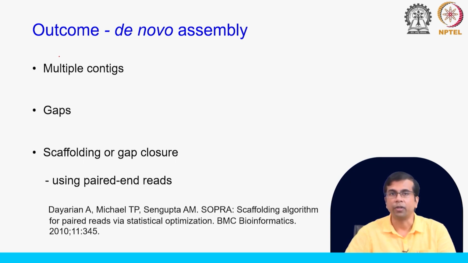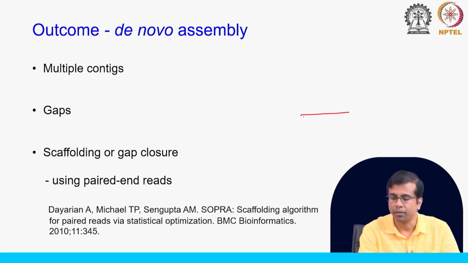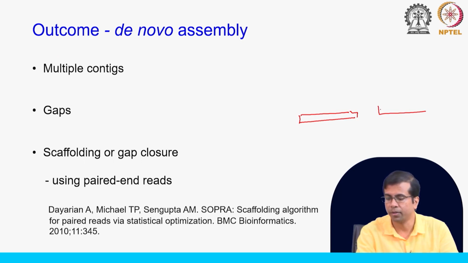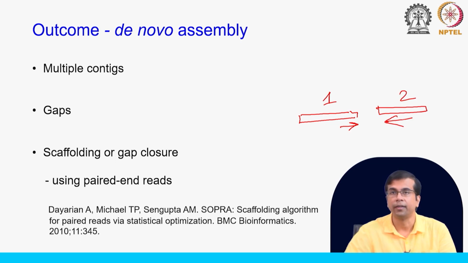This is usually done using paired end reads. Imagine you have these two contigs, this is contig 1 and this is contig 2, and you have some reads between these contigs. You can use this paired end data to do the gap closure, or what we call scaffolding. As you go about the assembly process, you will see you can have different levels of scaffolding. You can specify what level of scaffolding you want, etc. And here is a reference describing some scaffolding algorithms that can be used for this purpose.